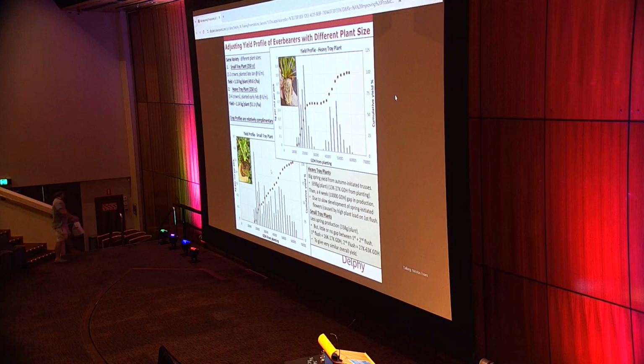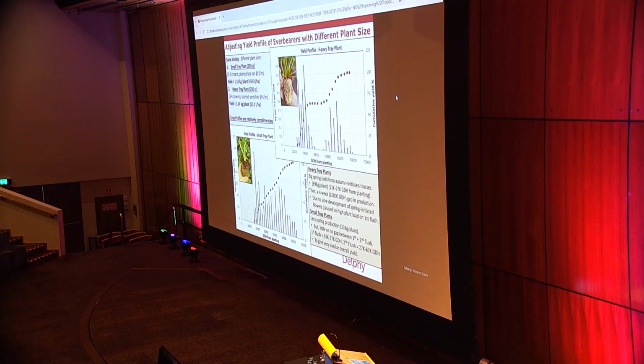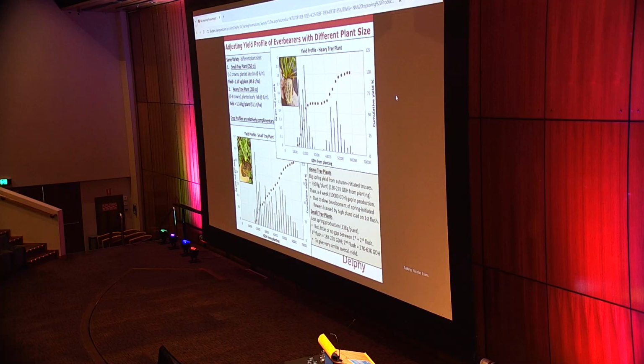The heavy tray plant gave a big spring yield from autumn-initiated trusses of nearly 700 grams per plant, and that yield came at 13,000 to 27,000 GDH. And then there was a gap of about 10,000 GDH, and the reason for that is the suppressed growth of the spring-initiated flowers due to the plant load.